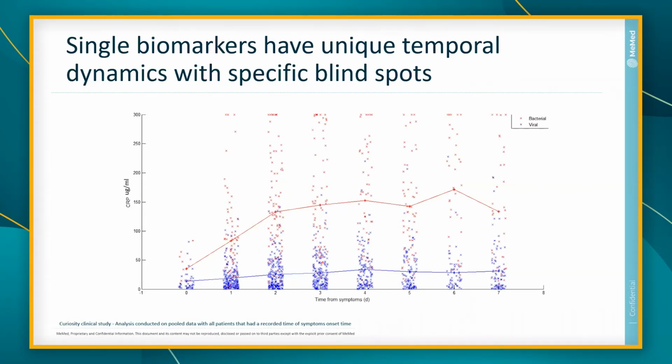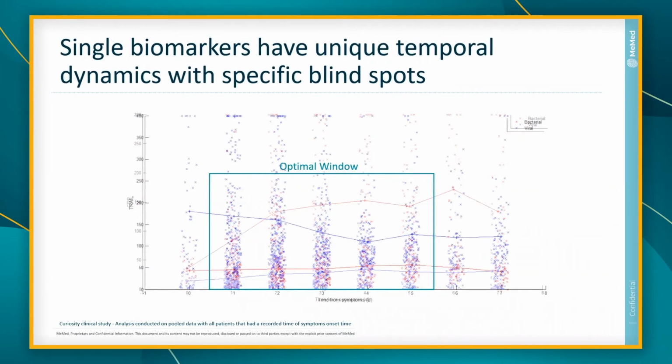I want to show here the data. So every dot here is a patient with suspected acute infection. The blues are viral infections, the reds are bacterial infections, and the solid line is the average across the population across different times from symptom onset, measured in days. And again, what we can see here, the optimal window is after 48 hours, where you get a good differentiation.